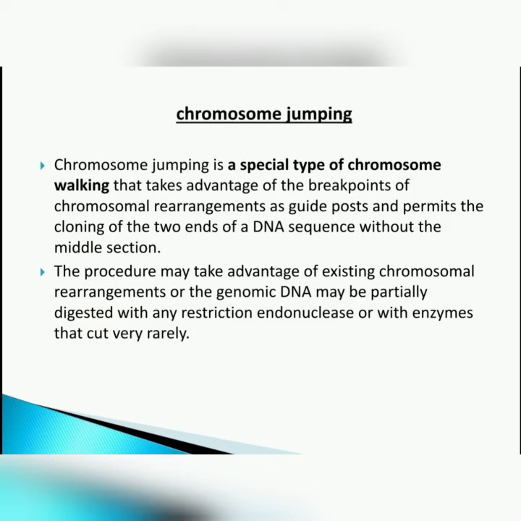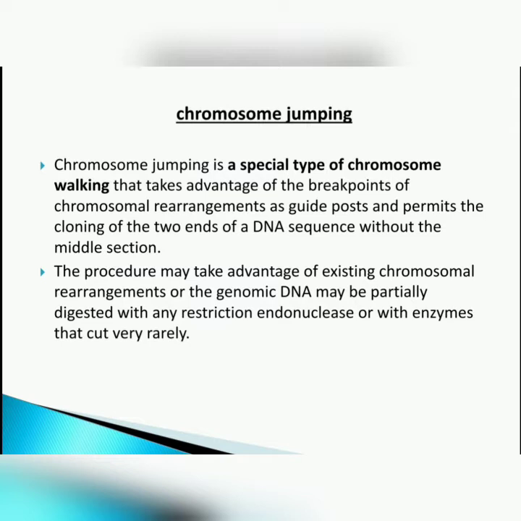Chromosome jumping. Chromosome jumping is a special type of chromosome walking that takes advantage of the breakpoint of a chromosomal rearrangement as a guidepost and permits the cloning of the two ends of a DNA sequence without the middle section being involved.